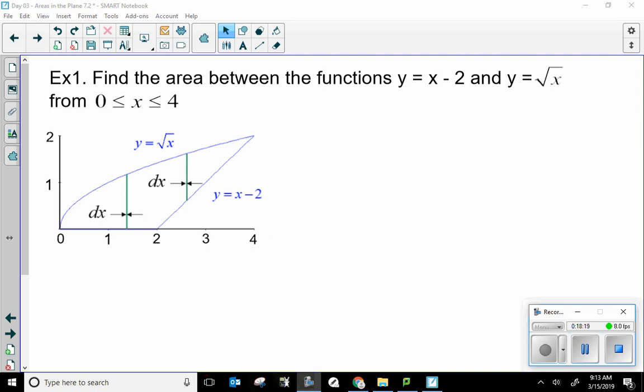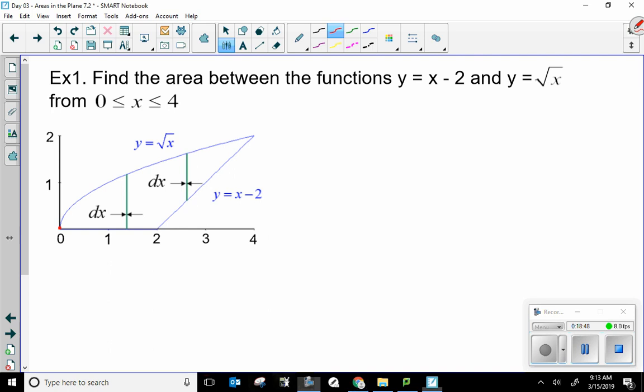All right, let's look at example 1. Find the area between the functions y equals x minus 2 and y equals the square root of x from 0 to 4. They give us bounds, okay? And I have a picture right here, and I love it. So this is what I'm going to do here, okay? I kind of have a special shape, and let me explain something to you right now about the way this kind of looks, all right?